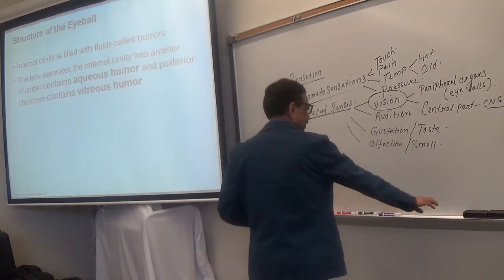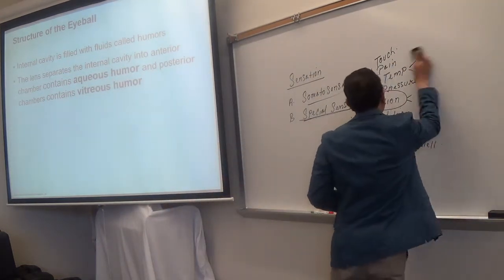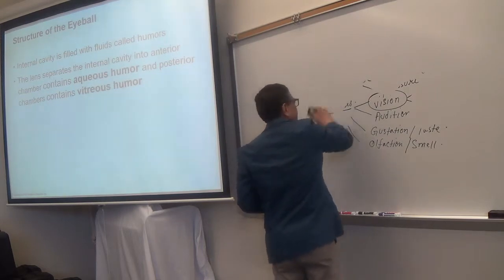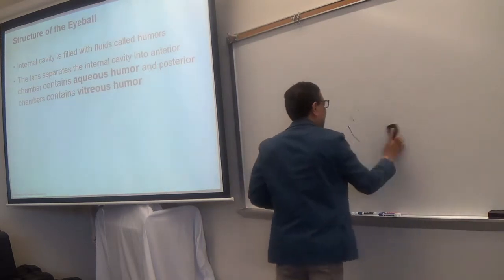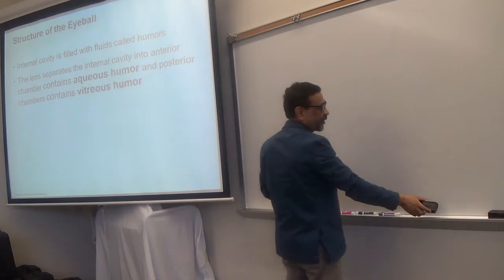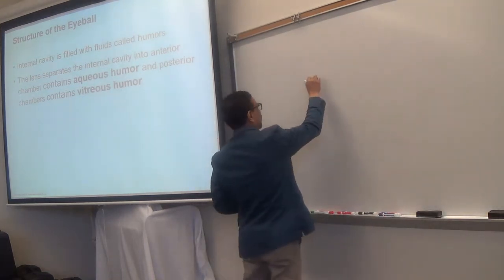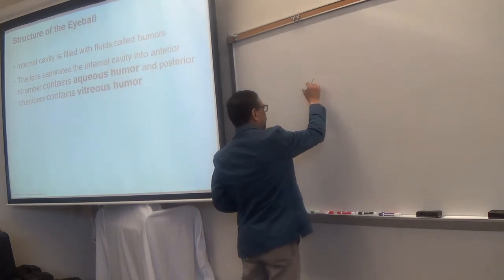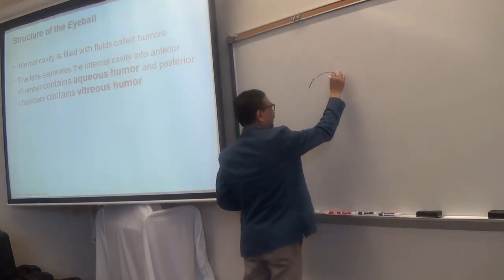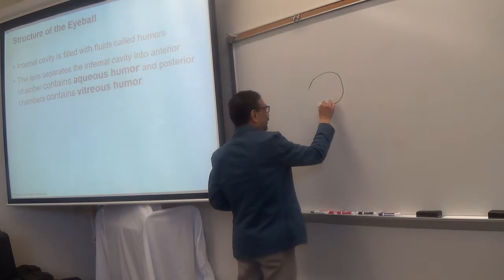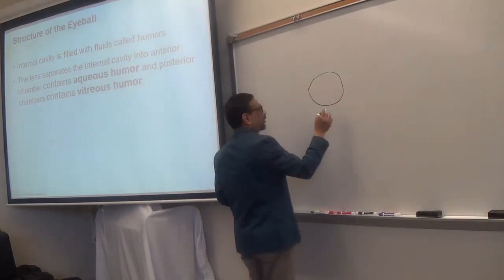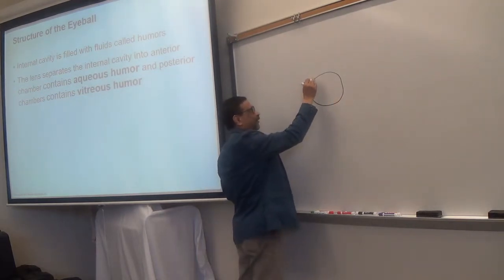Okay, now we'll see the structure of an eyeball. So if you see the structure of the eyeball, how many chambers it has inside? There are 2. Some books say 3. So if I ask you, just say 2. That will make your life easier. So this is the eyeball, okay?